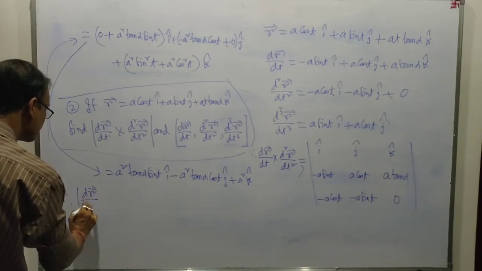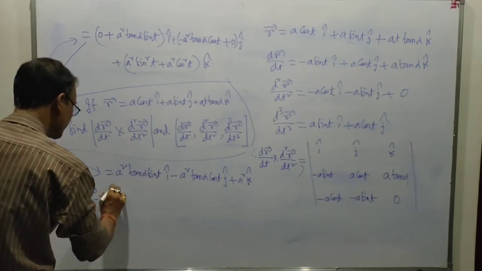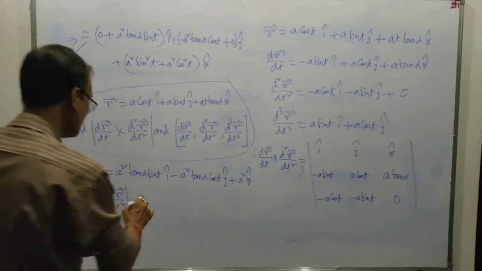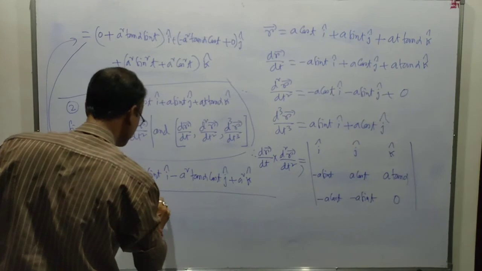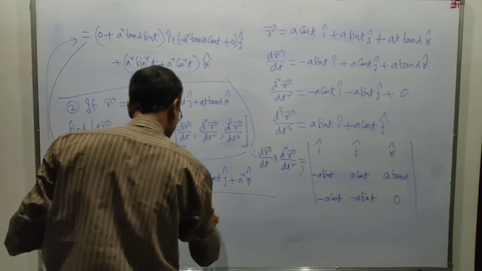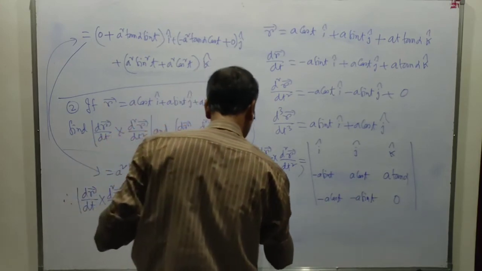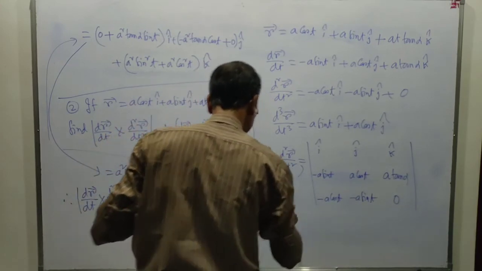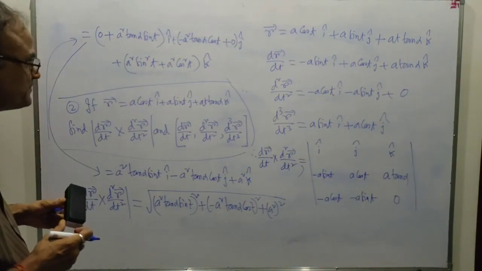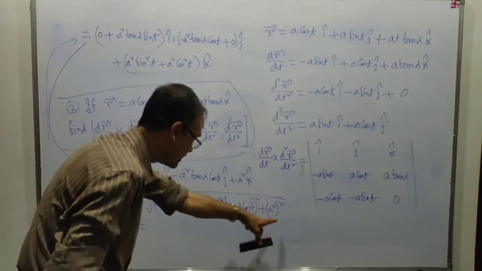Therefore, the magnitude of this is equal to root of a square tan alpha sin t whole square plus minus a square tan alpha cos t whole square plus a square whole square. This is equal to a to the power 4.